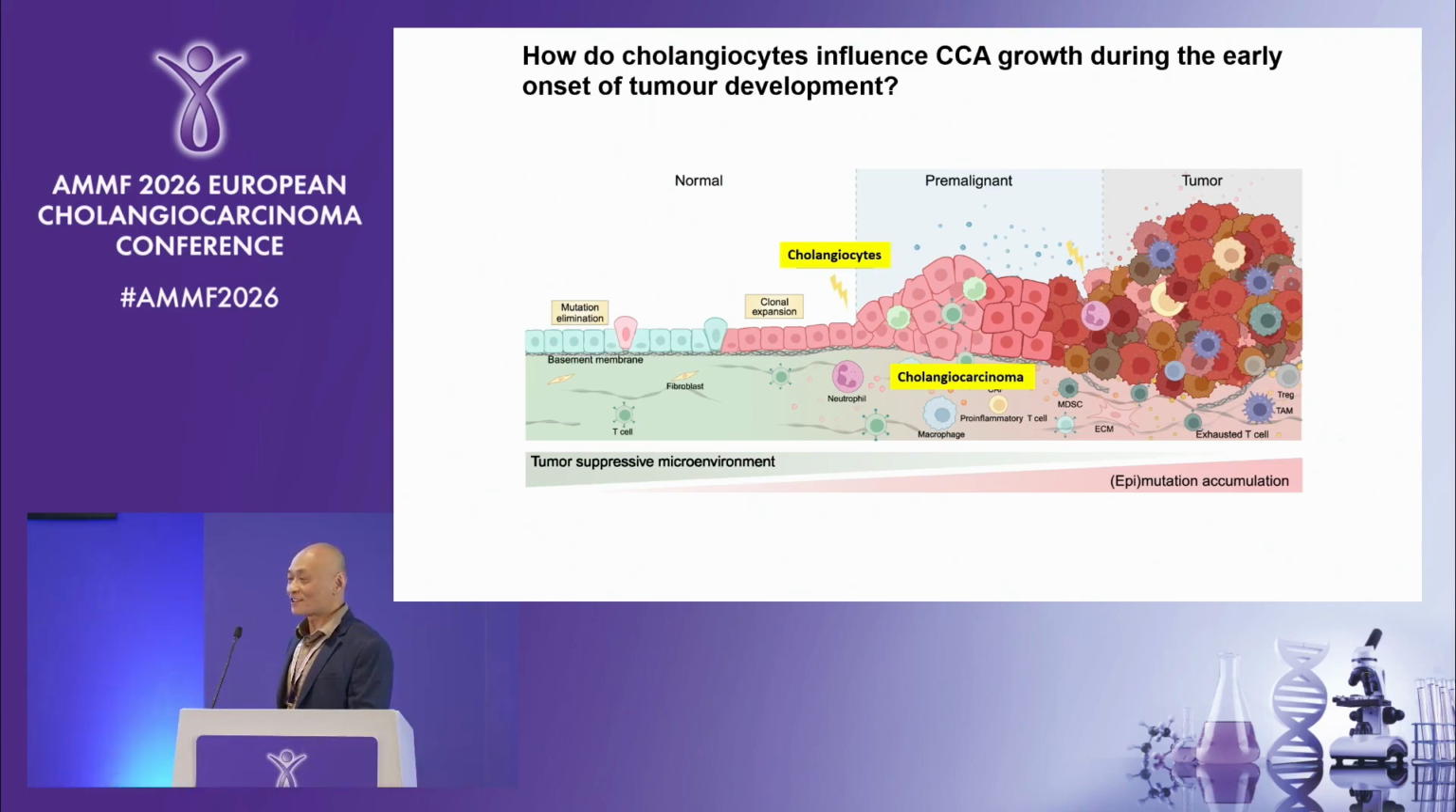We wanted to ask a question: how do cholangiocytes influence cholangiocarcinoma growth, particularly during the early onset of tumor development?